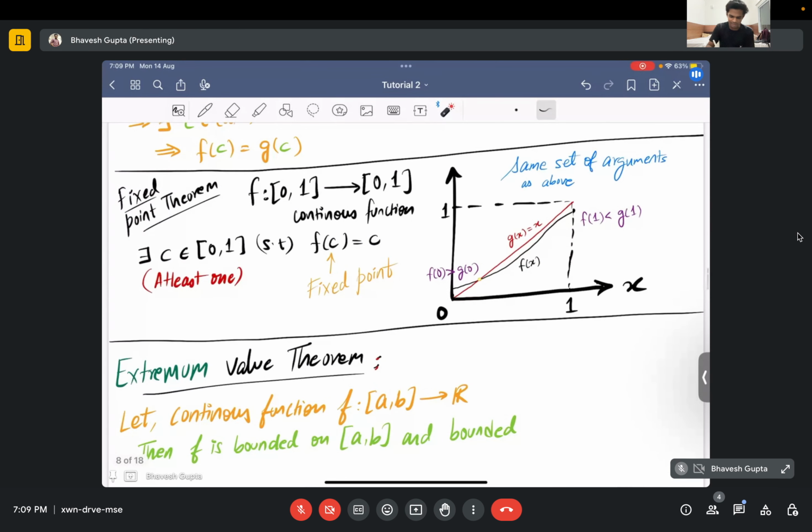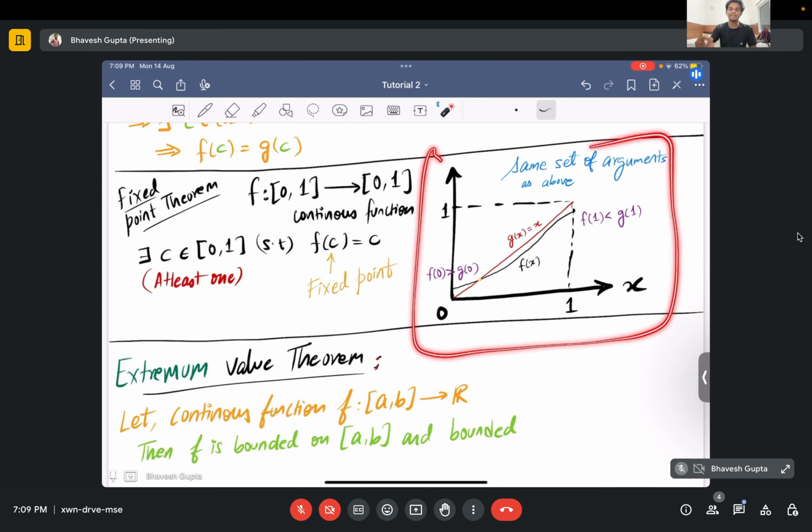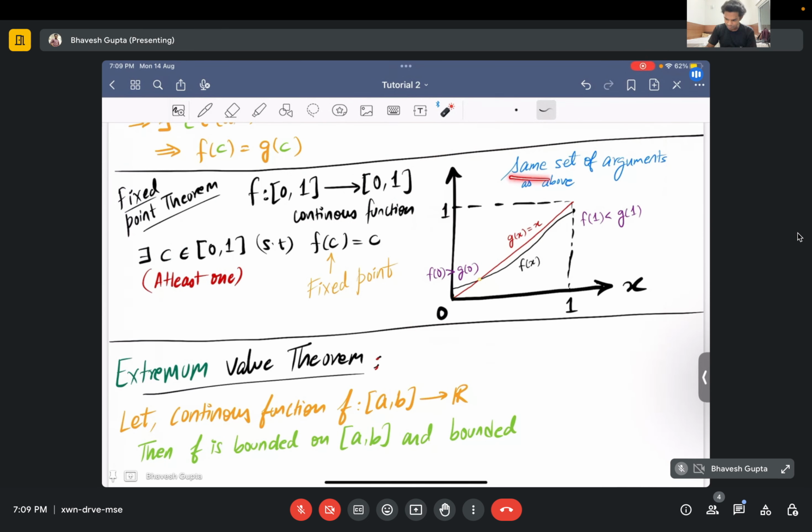So now you want to discuss this fixed point theorem. In this theorem, you can see that I have a function that is defined in an interval and gets mapped to another interval. And the assumption is that we have a continuous function. I have drawn a plot here to illustrate the idea.